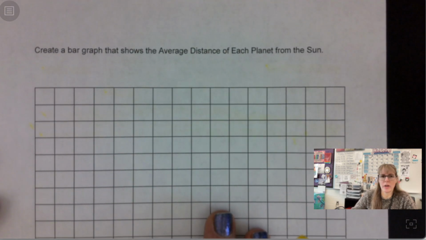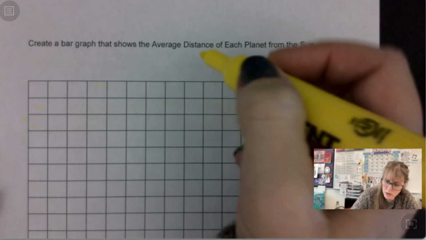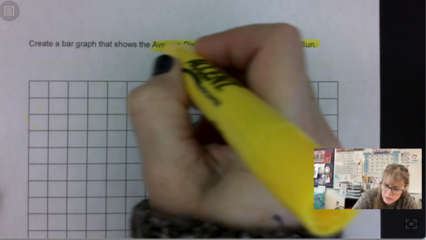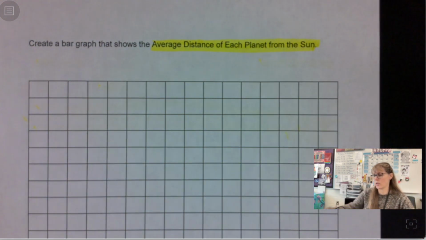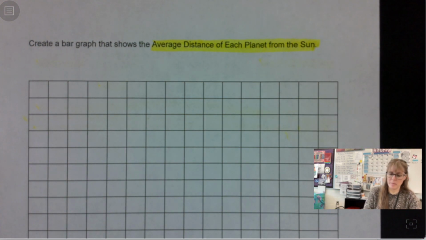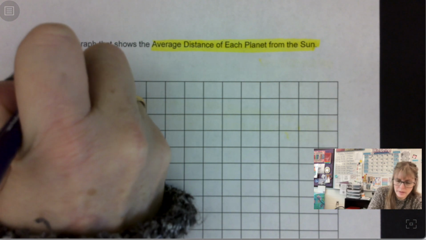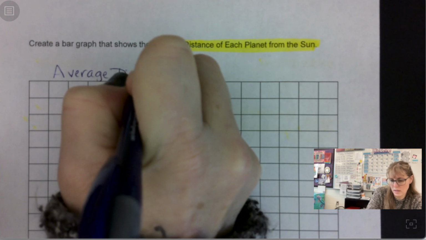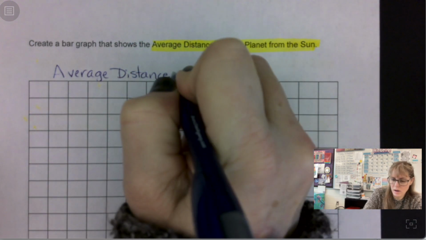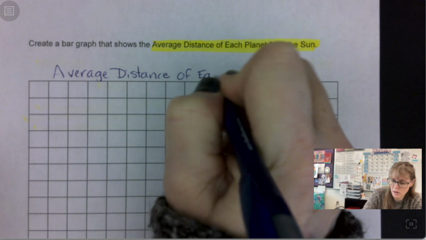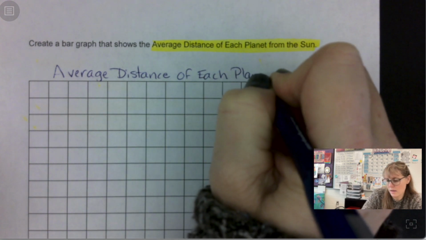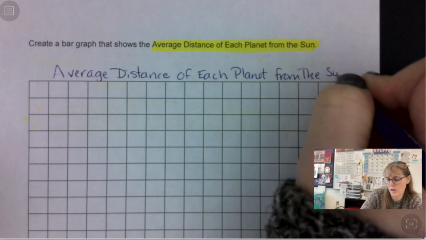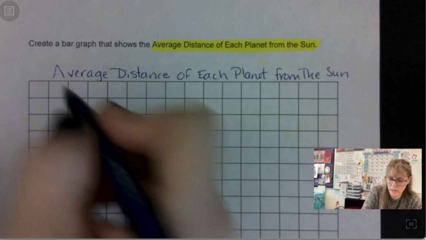The directions for your graph say to create a bar graph that shows average distance of each planet from the sun. So actually, this is your title. So if you're writing the title, remember you need to capitalize. So average distance of each planet from the sun. It is a really long title and it's totally okay.